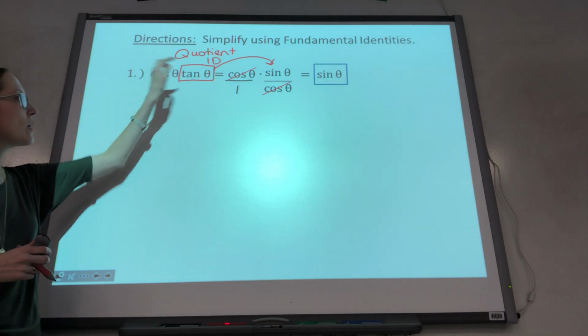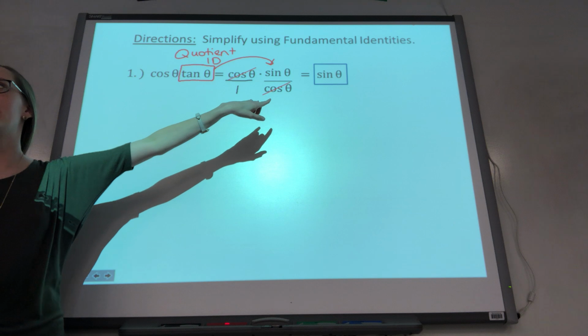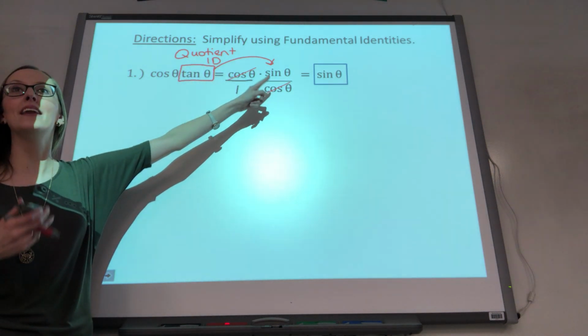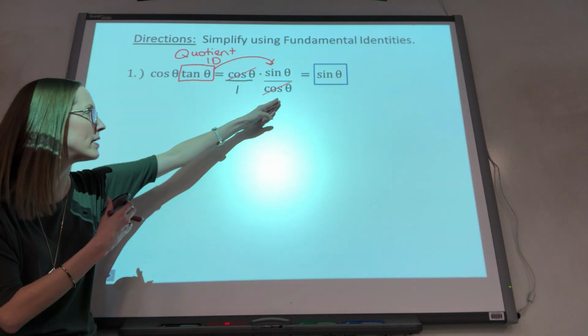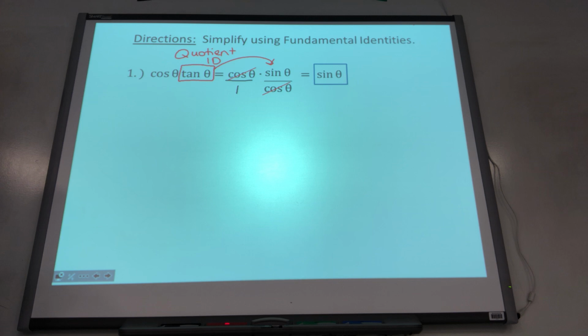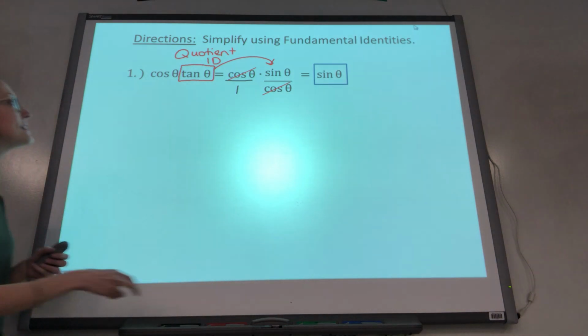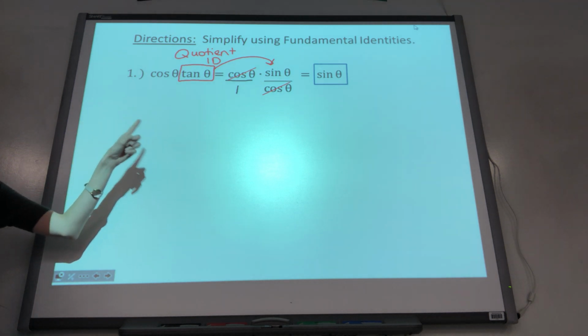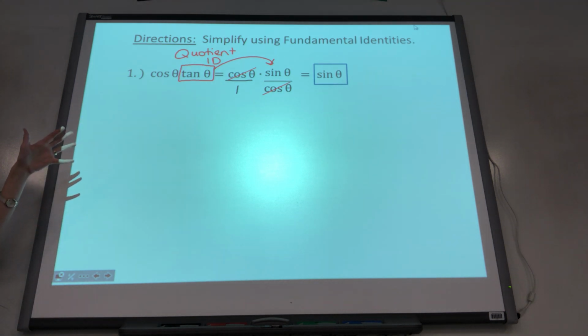So there was only one identity that I used here, and I picked that one because it had a cosine in common with the cosine from the other part of the problem. You're always trying to find something in common. All right, any questions about that one? Okie doke, we've got a few different kinds here, so hang with me.